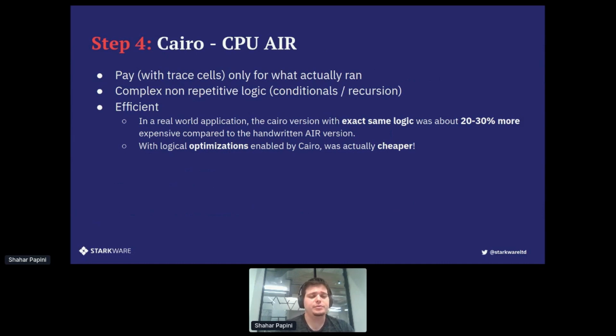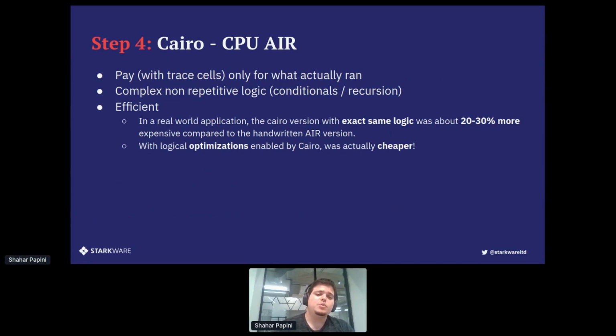For example, we took some real-world application that we had an AIR for, a handwritten AIR. We wrote the same logic in the Cairo language. This yielded something that is about 20 to 30% more expensive, which, when you keep in mind the ASIC analogy, is very good, because CPUs are usually a lot more expensive, a lot slower, compared to ASICs. Then 20 to 30% is pretty good.